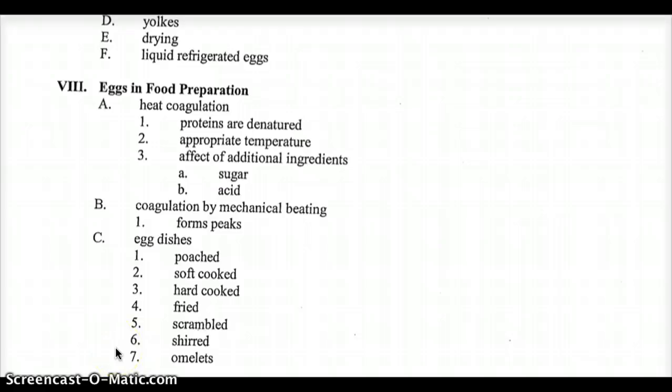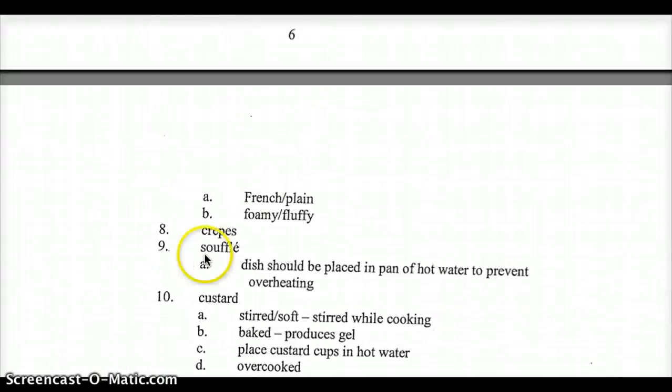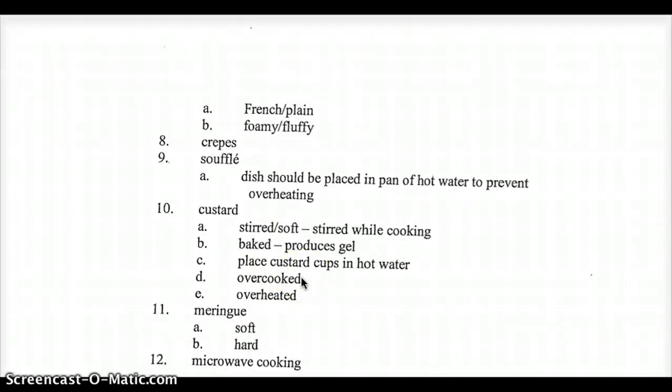Effective additional ingredients such as sugar and acid. Know that very well. Know what the term denatured means. French plain, foamy, fluffy crepes, souffle, custards. Definitely know your custards. You'll be cooking these in labs. Stirred, soft, stirred while cooking, baked, produces gel. Place custard cups in hot water, overcooked and overheated.